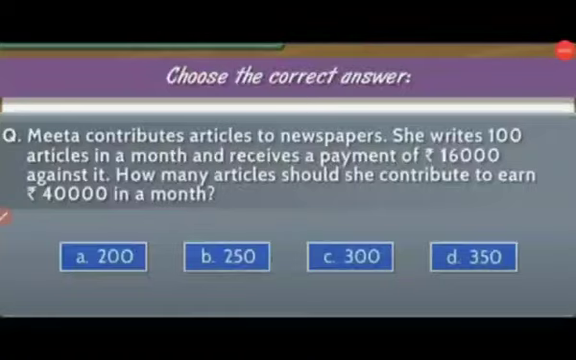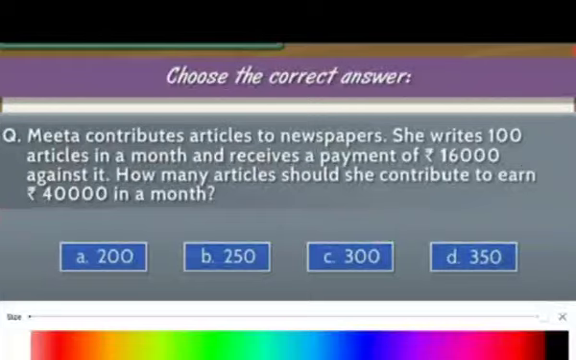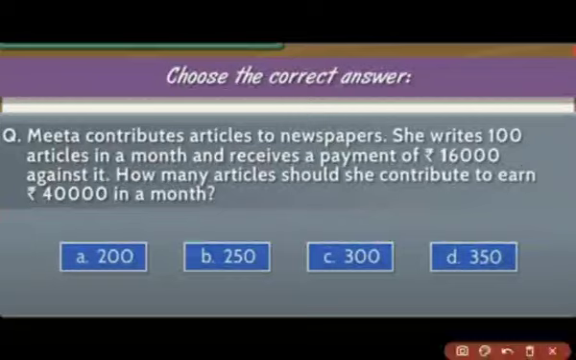This question is given for self assessment. Let me do this problem, and you can solve your exercise problems. All right, so what is given? Meeta contributes articles to newspapers. She writes 100 articles in a month and receives payments of rupees 16,000. So how many articles? 100 articles.